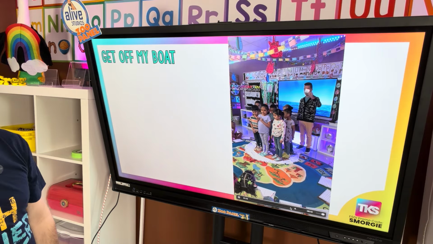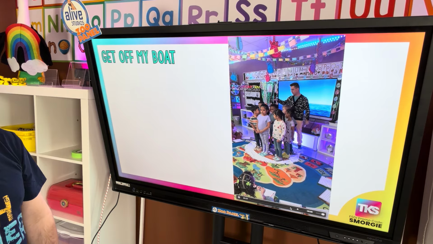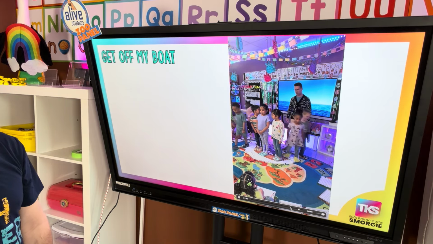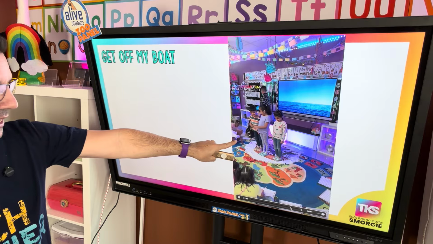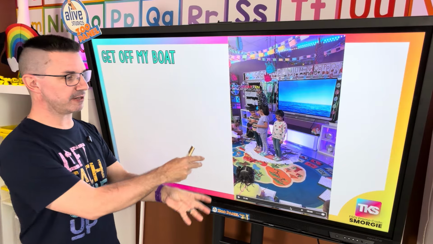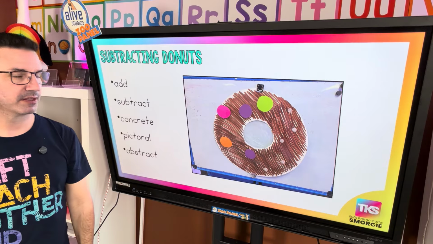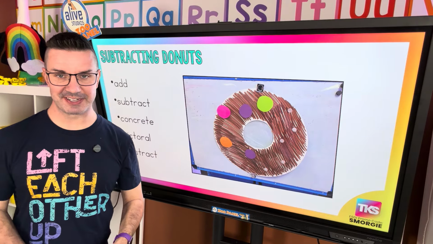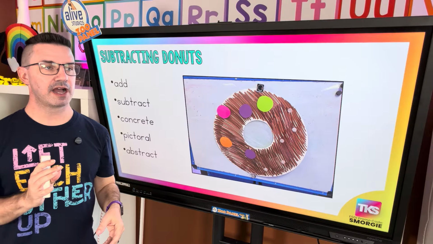So 8 kids got on my boat. 1, 2, 3, 4, 5 get off my boat. And then how many are left? The kids are writing it on their recording sheet, and then we talk about what the answer is. So some kids get on my boat, I kick some kids off the boat, and we have our answer.